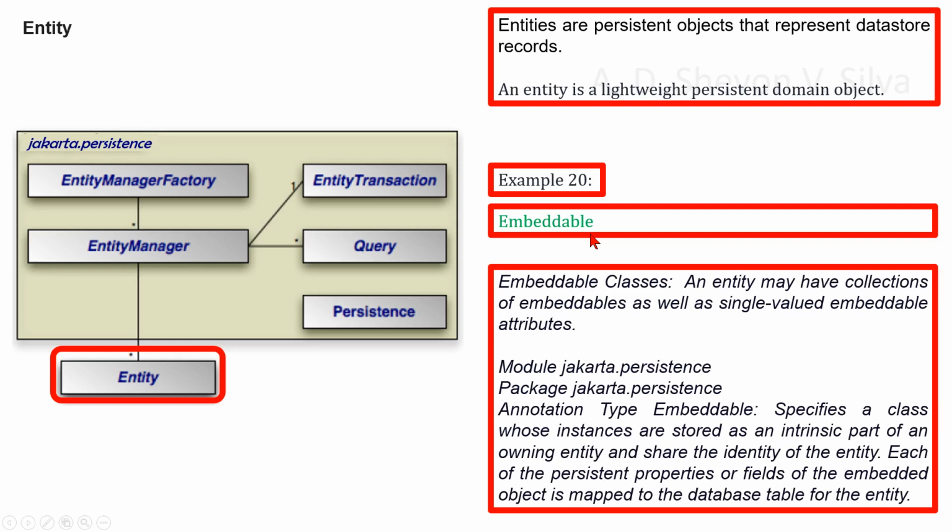An entity may use other fine-grained classes to represent entity state. Instances of these classes, unlike entity instances, do not have persistent identity of their own. Instead, they exist only as part of the state of the entity to which they belong. An entity may have collections of embeddables as well as single-valued embeddable attributes. Embeddables may also be used as map keys and map values. Embedded objects belong strictly to their owning entity and are not shareable across persistent entities.